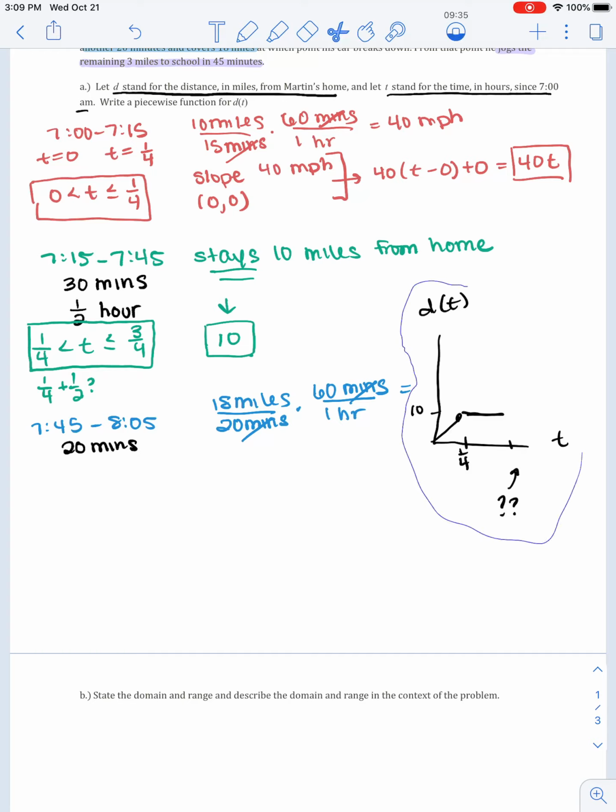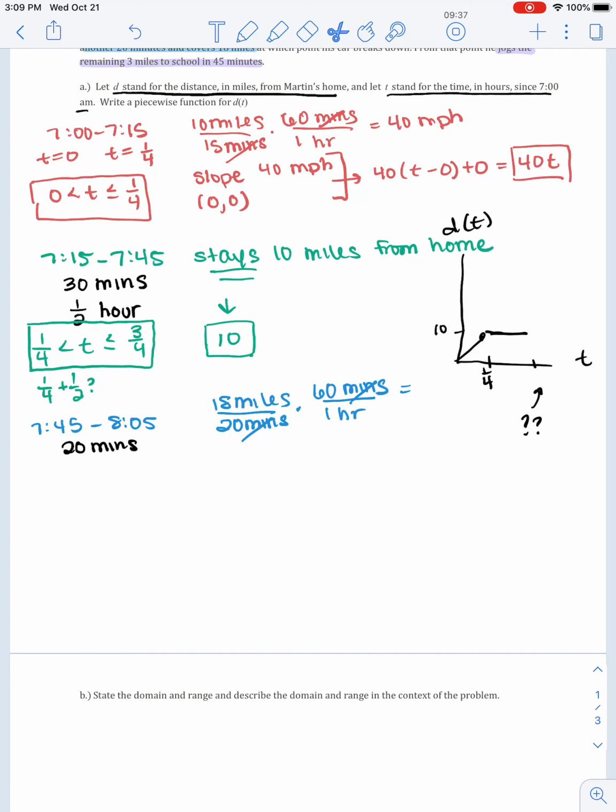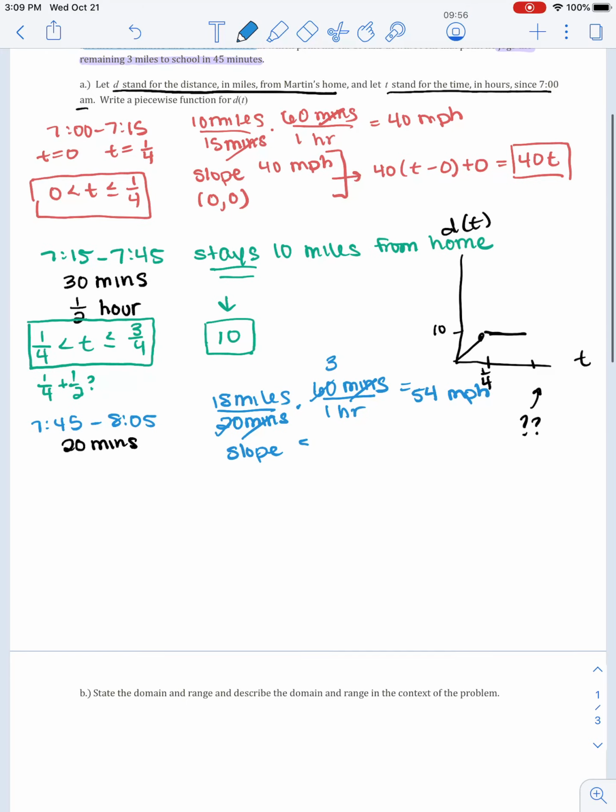I'm going to move this graph one more time. We will use that later. But for right now, we see that 20 will divide into 60 three times, and 3 times 18 gives us that 54 miles per hour. So that's our slope. Our slope is 54 miles per hour.